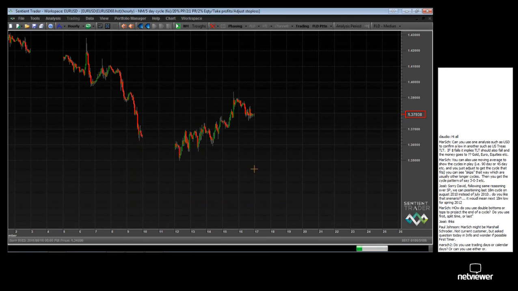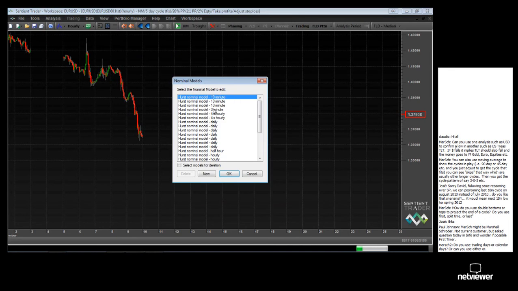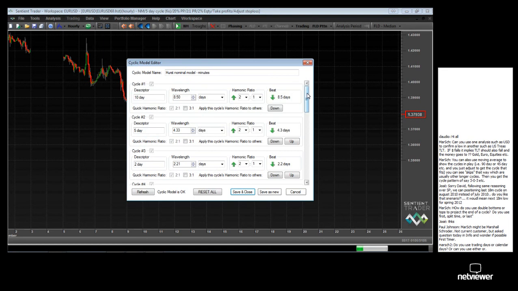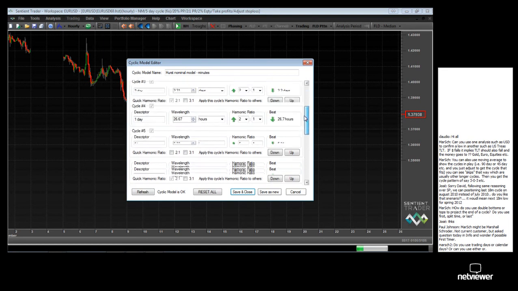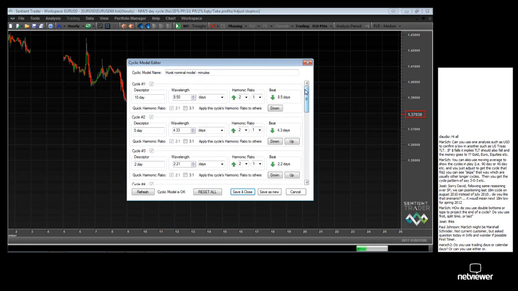If I go to edit model, I can select from a list. And if I look at the 6-year nominal model that I created, then here is, in fact, the 6-year nominal model, which has as its longest cycle the 9-year cycle, then the 6-year cycle, the 54-month cycle, and so on, going all the way down. There we go. You can also, of course, take a look at the nominal models of the intraday cycles. Let me just see if we take a look at one of these.